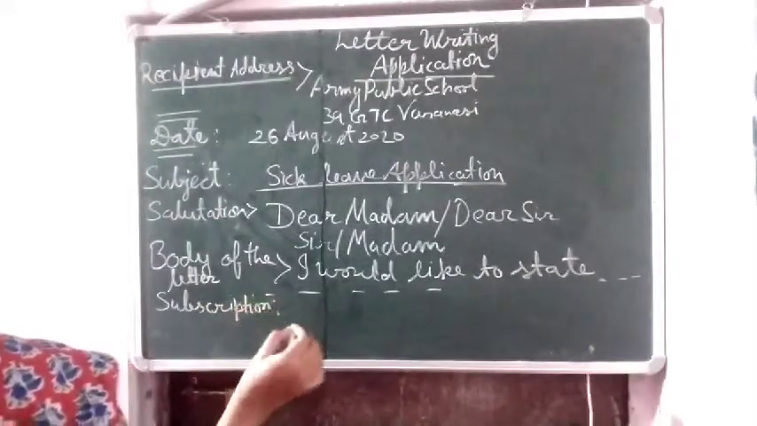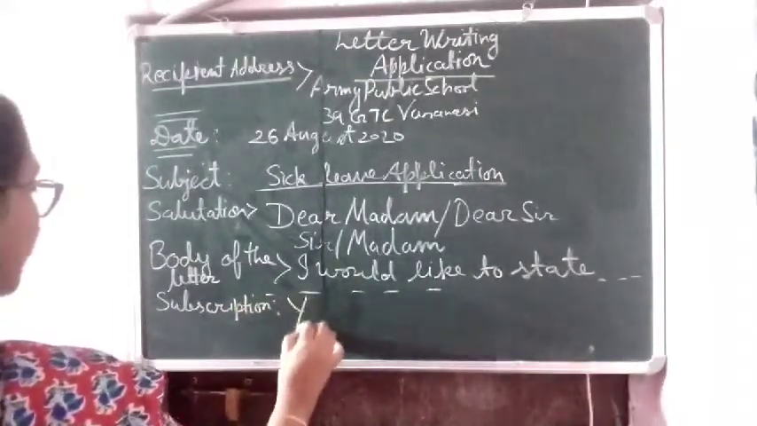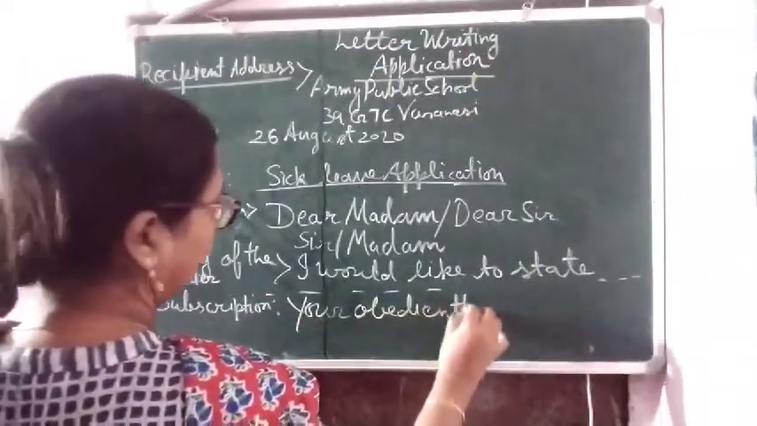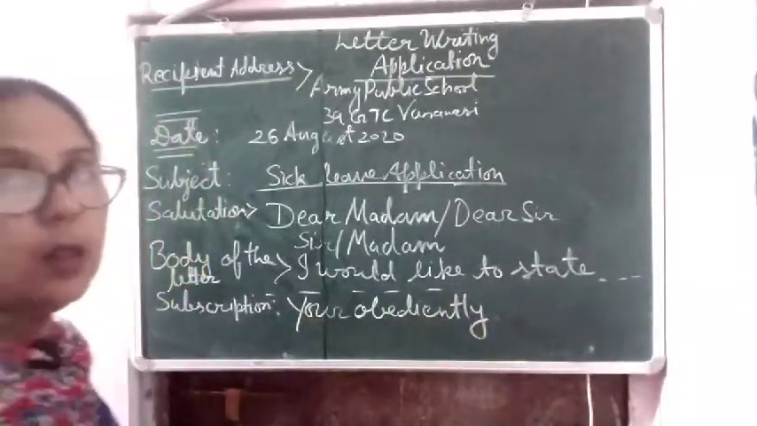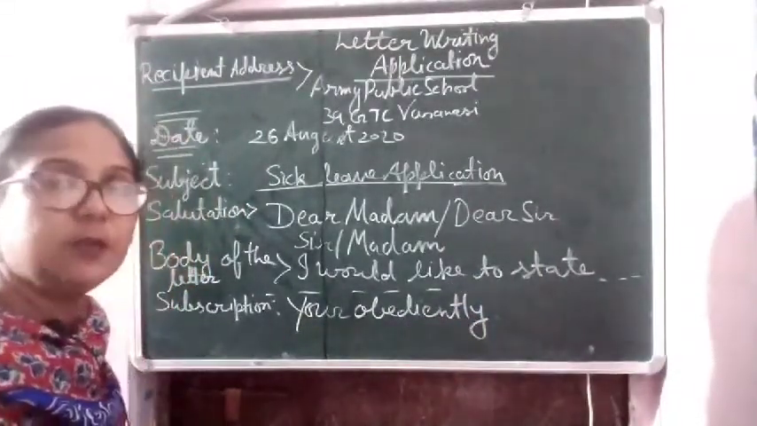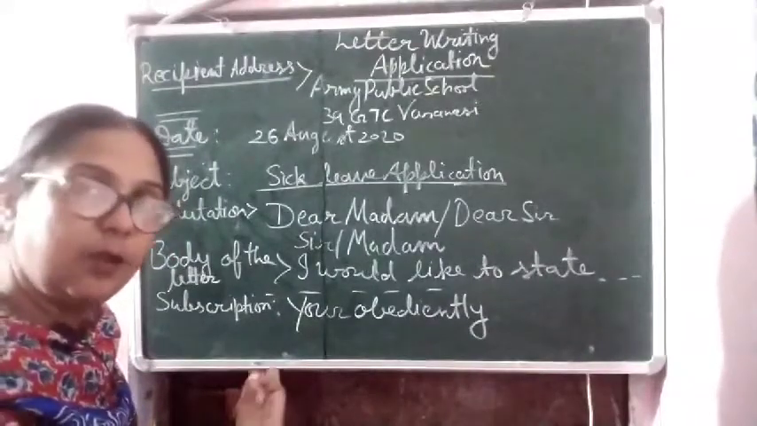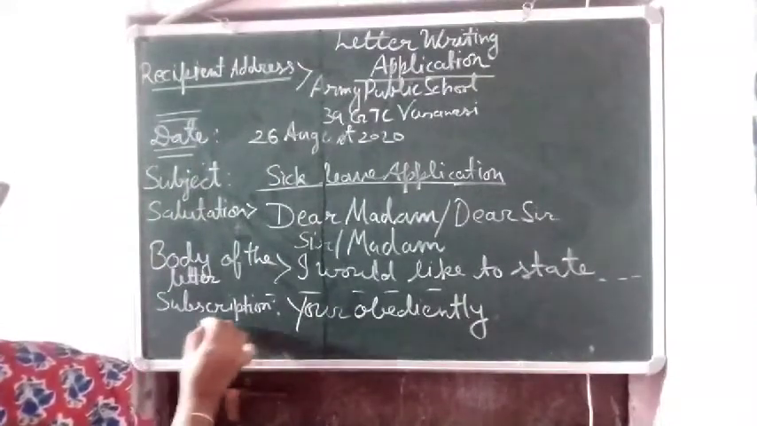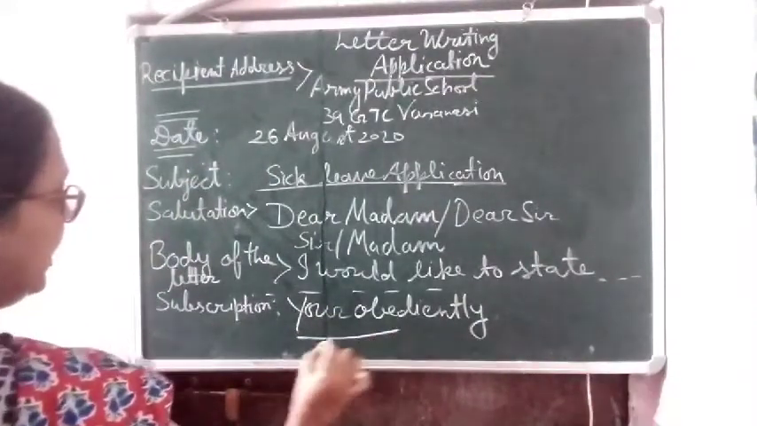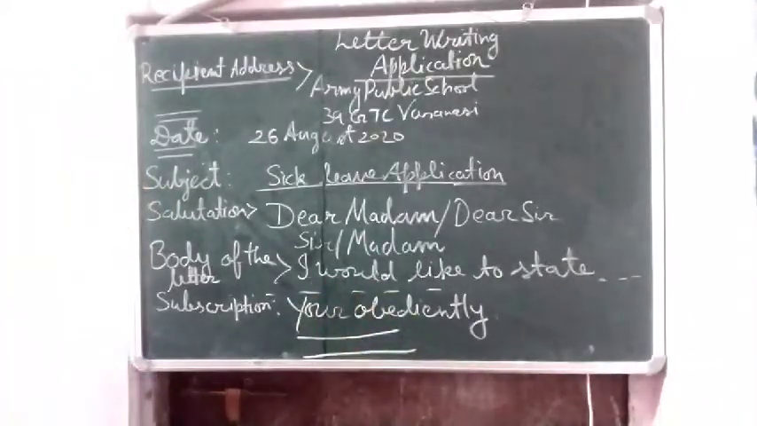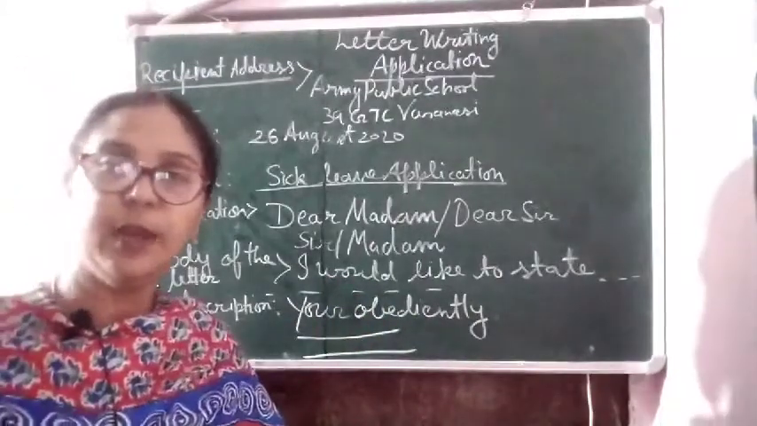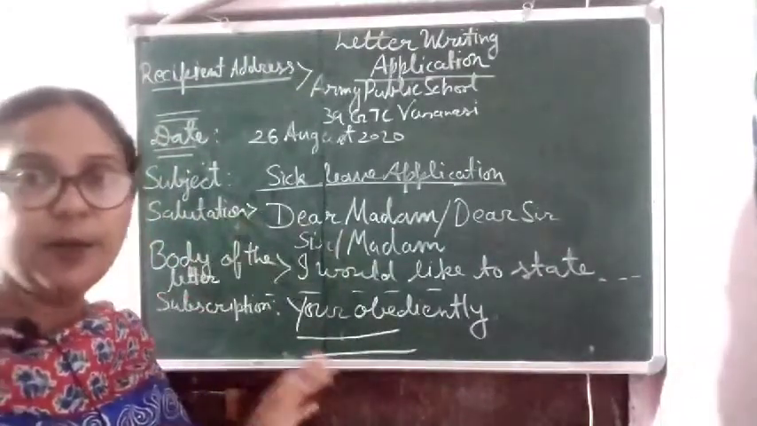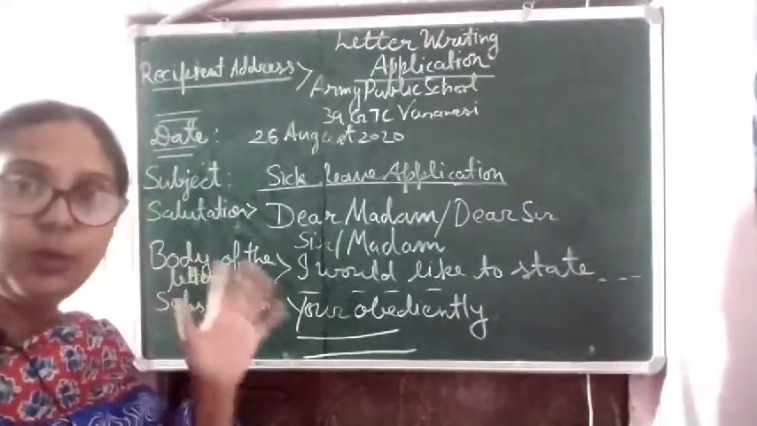Subscription will be there. So here you will write "Yours obediently," because you are writing to your principal or your high authority. That is why you can write "Yours obediently" or "Yours faithfully." Now after that, write your name, class and section. If you are writing an application to your principal, you will write your name, class and section. So this is the format of application writing. You just go through it.